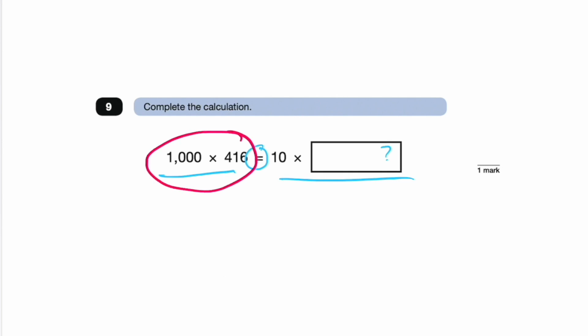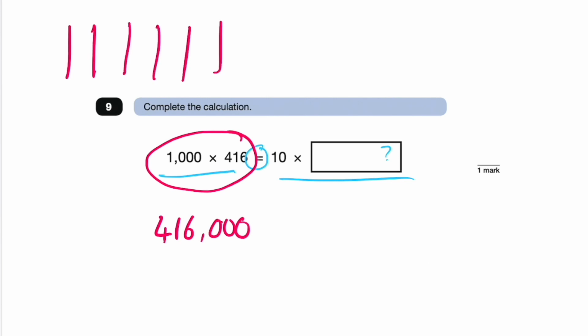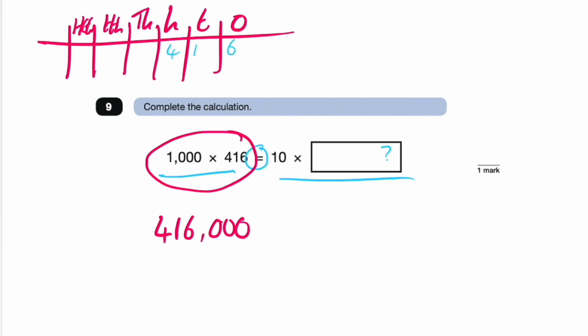1,000 times 416. Well, we're going to use our place value knowledge and know that if it's 416 times 1,000, we're going to end up with 416,000. If I wanted to draw my place value chart out, I could. Let's have ones, tens, hundreds, thousands, 10,000s, 100,000s. And I started with 416, but I'm timesing it by 1,000. So I'd need to move it 1, 2, 3 places. So 1, 2, 3 brings the 4 into the 100,000, the 1 into the 10,000, the 6 into the 1,000, and I'd put my placeholders in place, 416,000.